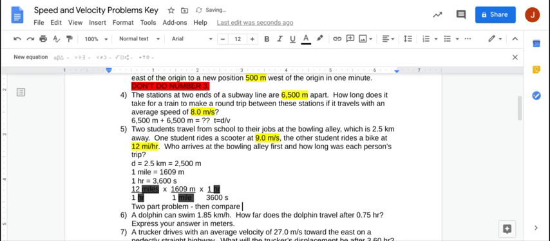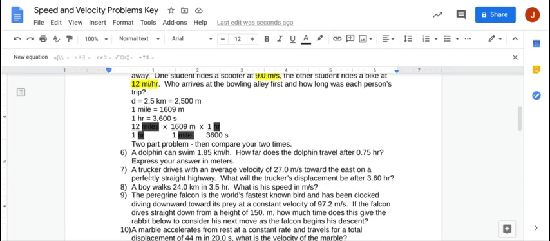And then compare your 2 times that you'll get to see who got there faster. The one you have to convert, the 12 miles per hour, you have to convert to meters per second, but the 9.0 meters per second, you don't have to convert. So again, that's a 2-part problem. And then compare your times to figure out who arrived first.